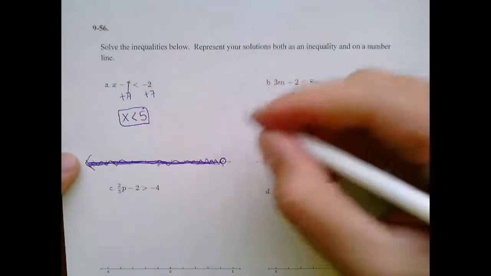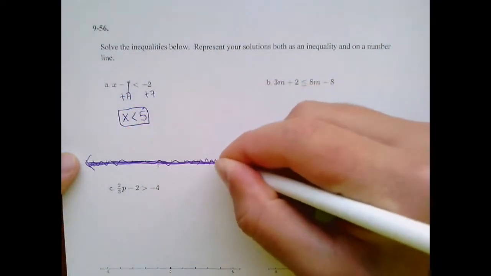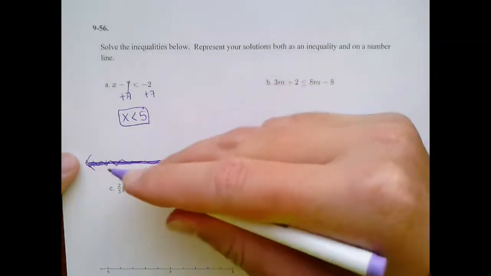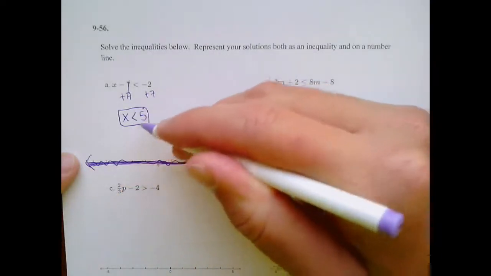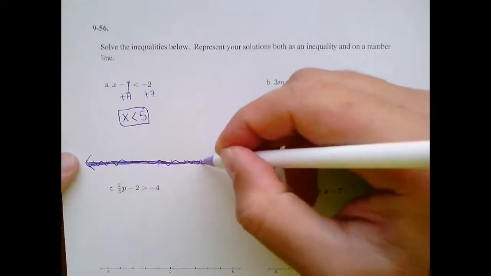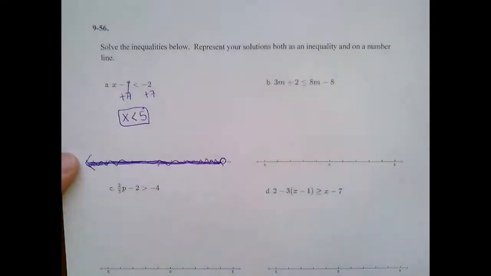So what does it mean? That means that 5 itself is not part of the solution, but if I pick anything to the left of 5, it will make this statement true, right? If I pick 4, if I pick 3, if I pick 0, all of those numbers are less than 5.